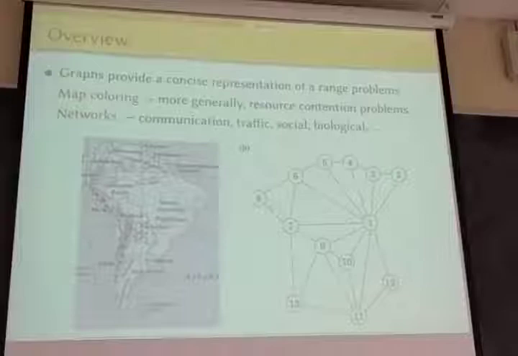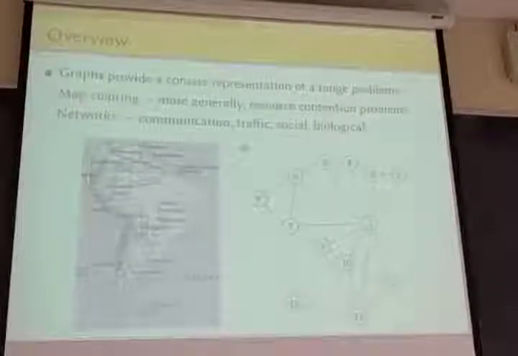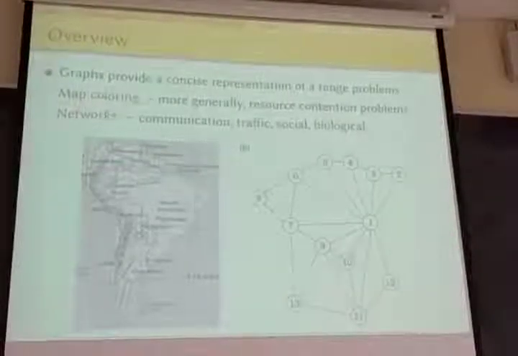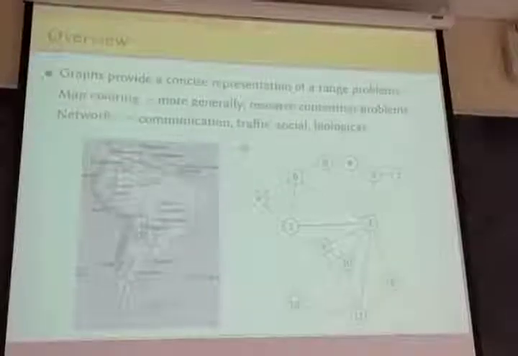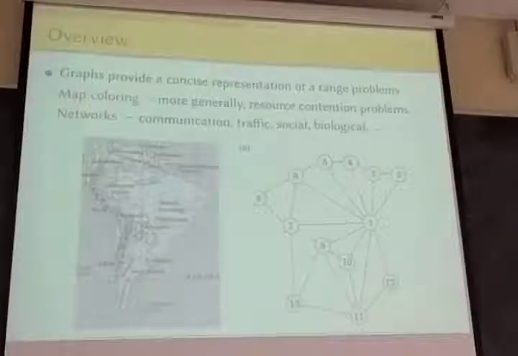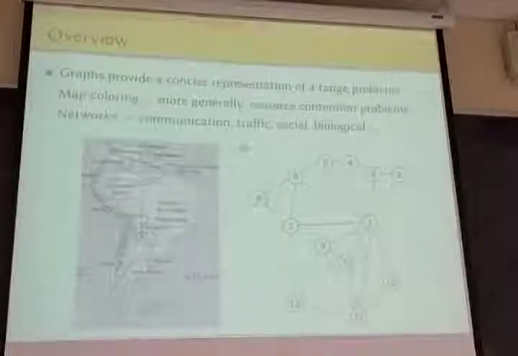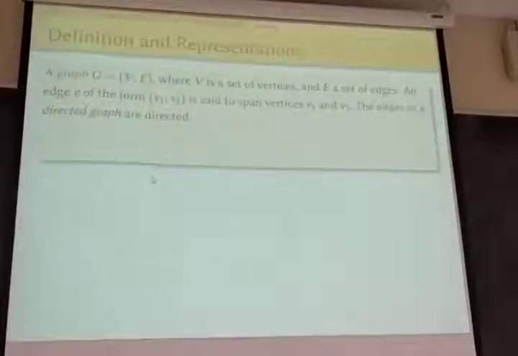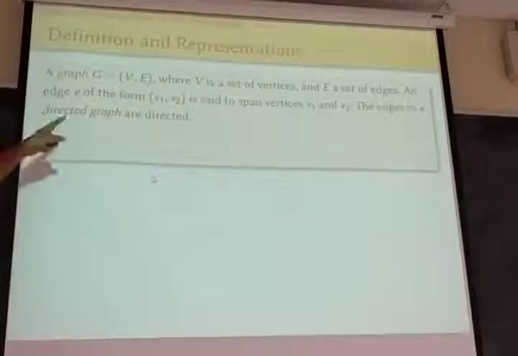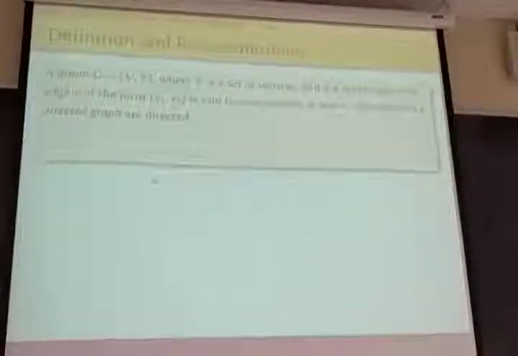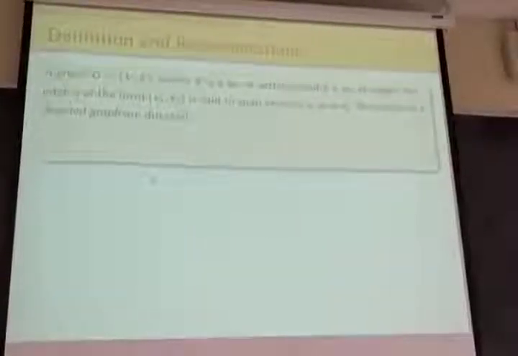So presumably we all know what graphs are. Graphs have vertices and edges, right? And there are a number of problems that we are interested in that can be modeled in terms of graphs. Formally, a graph consists of a pair of sets V and E. V is the set of vertices. E is the set of edges, right?